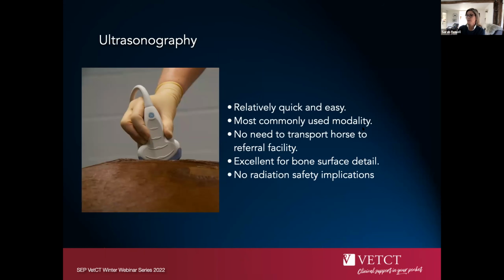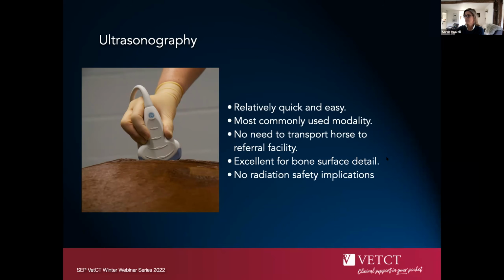Ultrasonography is one of the most popular and quick and easy ways of assessing the pelvis. I say easy in inverted commas, it can take quite some time to do, and there's obviously complex anatomy in there, but it's certainly the most commonly used modality just because of ease of access to it. There's no need to transport the horse to the referral facility. Almost all of the more recent ultrasound machines will do a really fine job horse side on the yard. So that's obviously a really useful point if you're thinking about a horse that might have a fracture.